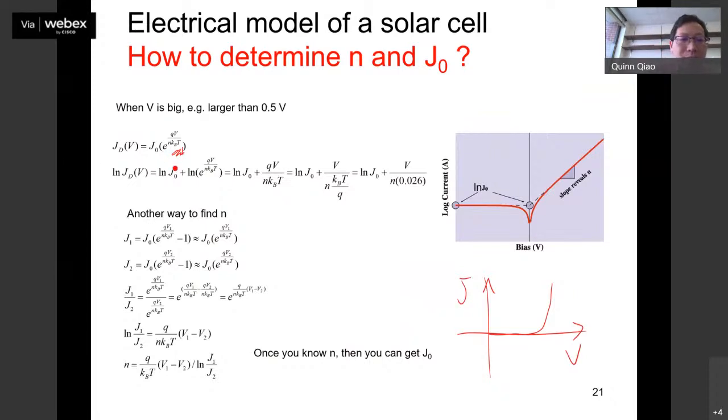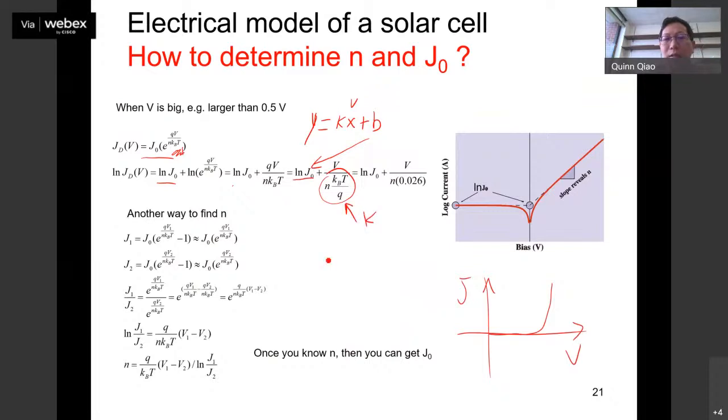Then this becomes this. You take log on both sides. This is log G_sat plus this, you see? You can rewrite this as log, and now you see log G_sat plus V over this guy, that's a slope, because V over nkT. This is more like y equal to kx plus b. So b is this guy, then kx, where x is V, so k is this guy.